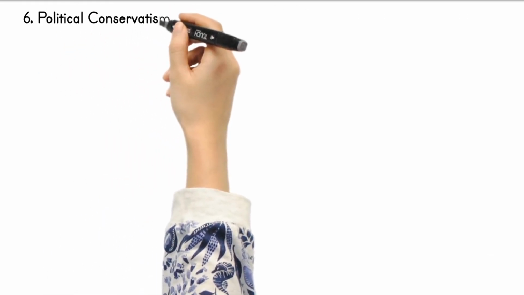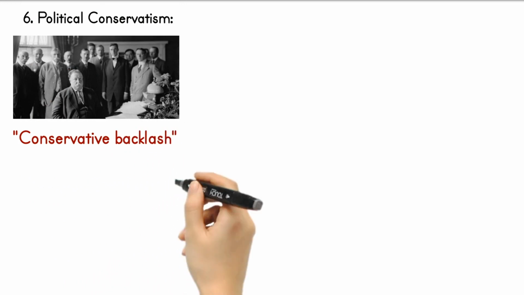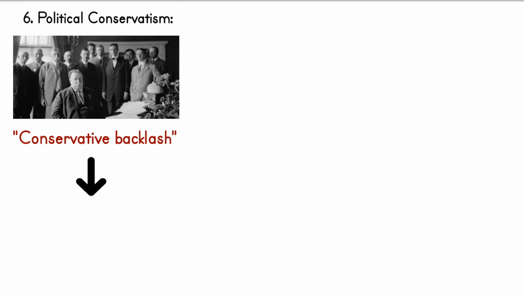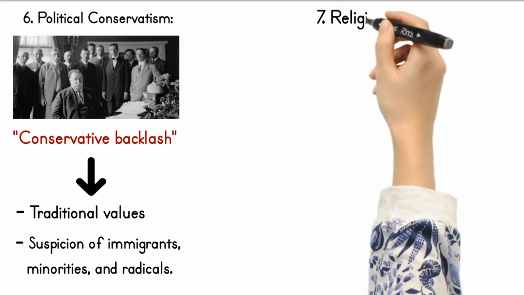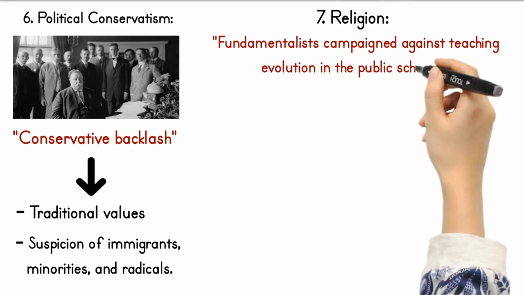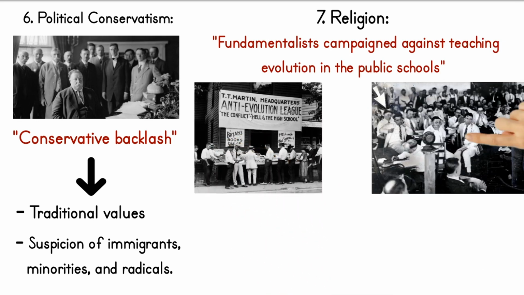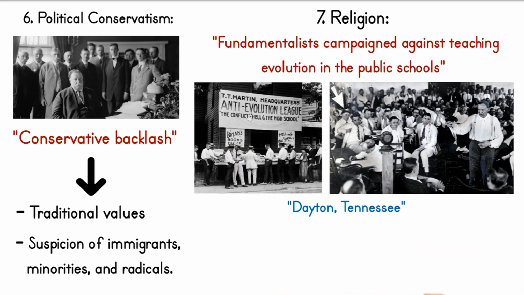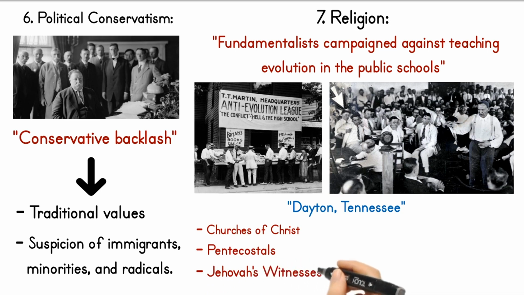Political conservatism. The politics of the 1920s were marked by a conservative backlash against the social and cultural changes of the era, with a focus on traditional values and a suspicion of immigrants, minorities, and radicals. Religion. Fundamentalists campaigned against teaching evolution in the public schools, leading to the Scopes trial and drawing the attention of the entire country to the small town of Dayton, Tennessee. Aggressive fundamentalist sects, such as the Churches of Christ, the Pentecostals, and Jehovah's Witness, grew rapidly.